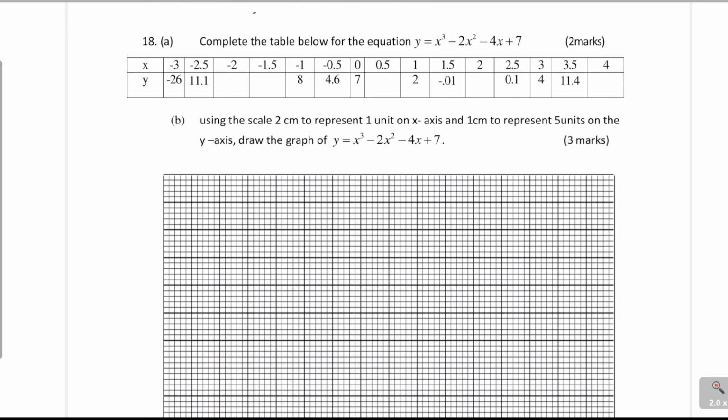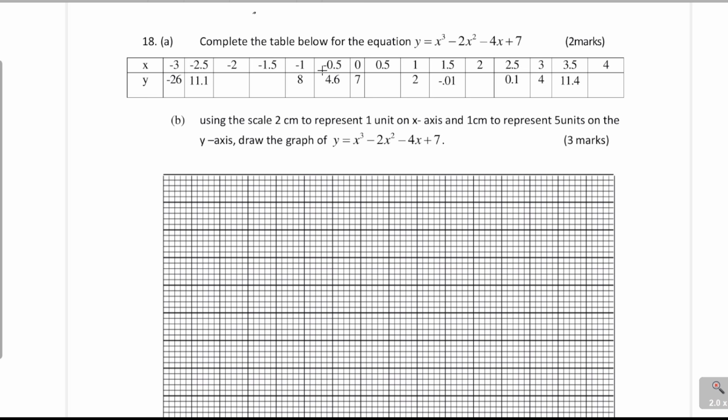Question 18, part A. Complete the table below for the equation y equals x cubed minus 2x squared minus 4x plus 7. So the table is there. You're supposed to use a calculator for this. Allow me to correct some of the values that have been filled. This is a typing error.